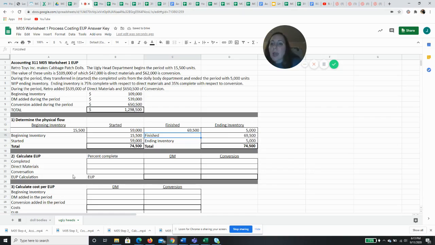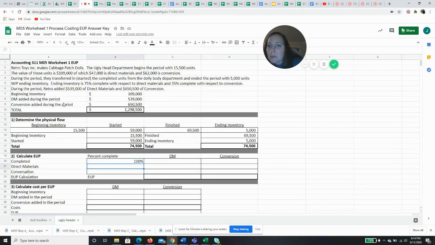Okay. So that's step one, determining the physical flow. Now we're going to do step two, calculate EUP. So first let's figure out our percentage complete. Our completed or finished units are 100% complete because by definition, if it's finished, it's 100% complete. When you are finished with this class, you will be 100% done with managerial accounting, unless you take the cost accounting class, Accounting 111.